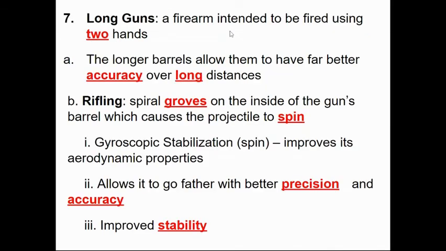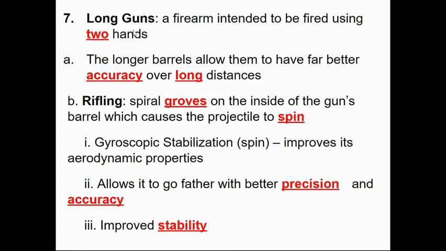Long guns are intended to be fired using 2 hands. They have a longer barrel, typically, at least the ones that are legal. You hear of things like sawed-off shotguns, and we'll talk about the legality of that eventually. But the longer barrel allows it to be more accurate over a longer distance.